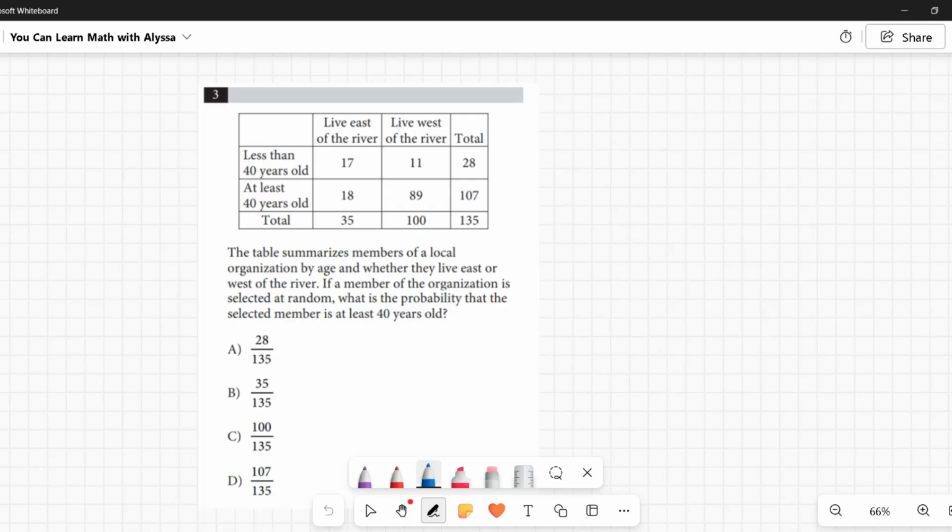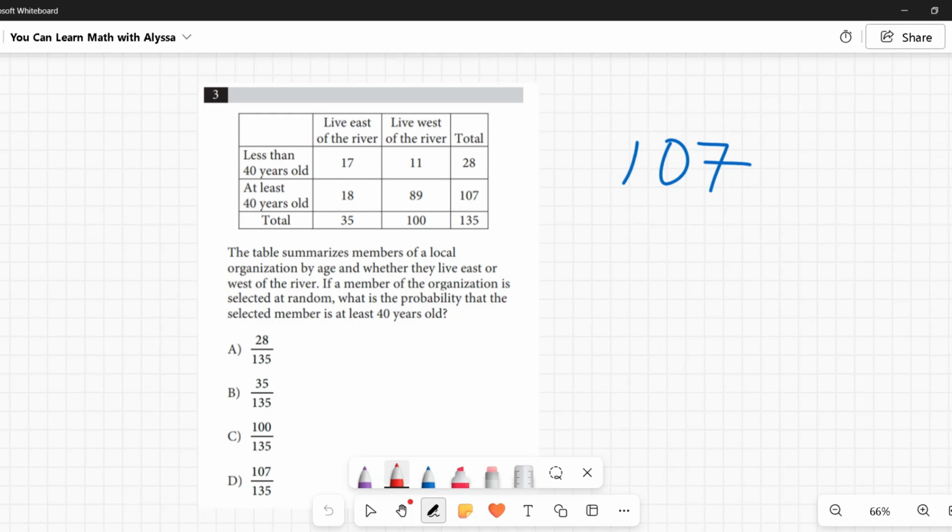So here they're asking us, if a member is selected at random, what is the probability that the selected member is at least 40 years old? So here is my at least 40 years old row, and the total people that are at least 40 years old are 107. That's where that came from.